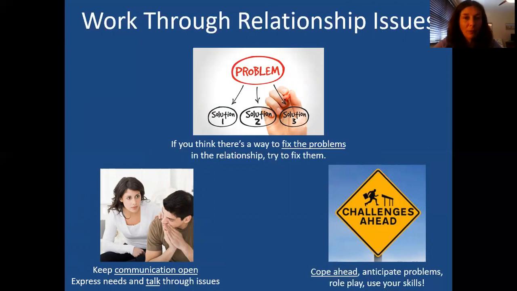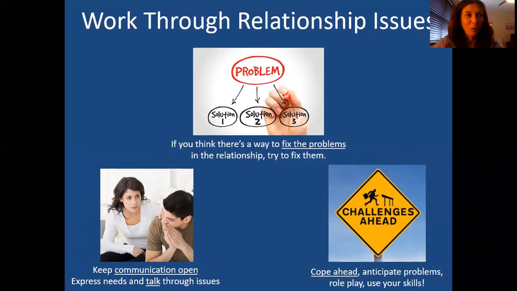So if you're about to see the person, let's say later this week, and you're concerned something's going to come up, cope ahead, plan it out, try to figure out what you could say, how you could communicate better, how you would want to work through an issue if you're ready to discuss an issue, and maybe even role play with somebody. Okay. So these are all just things to keep in mind.